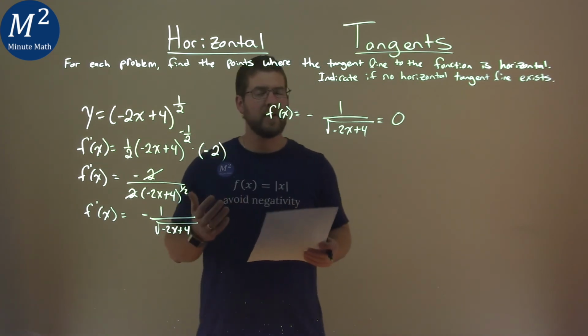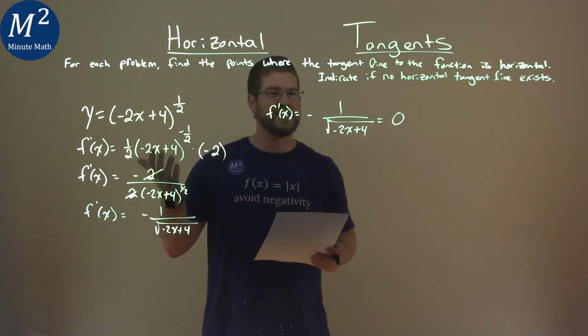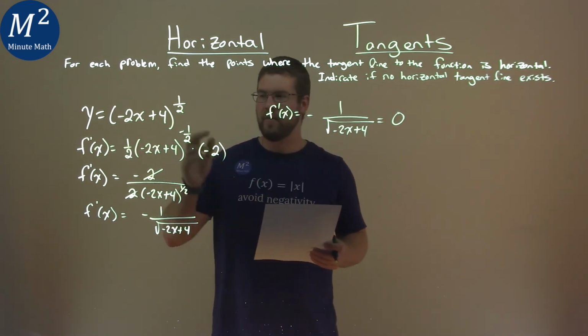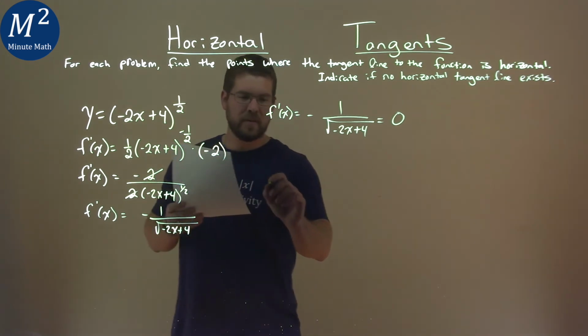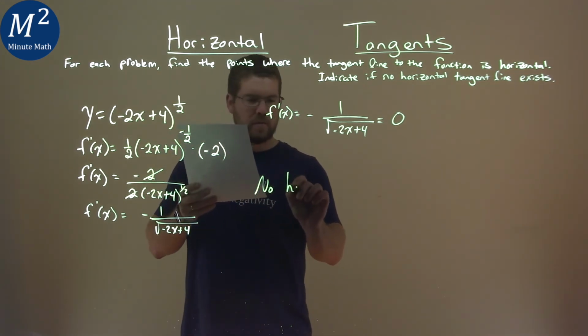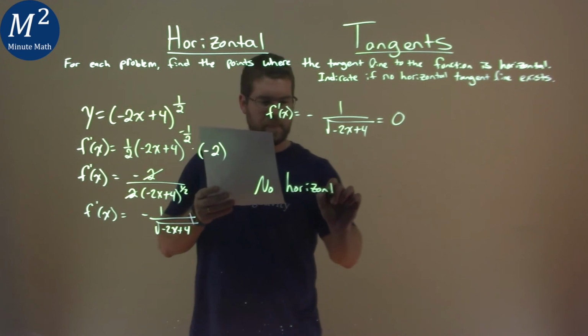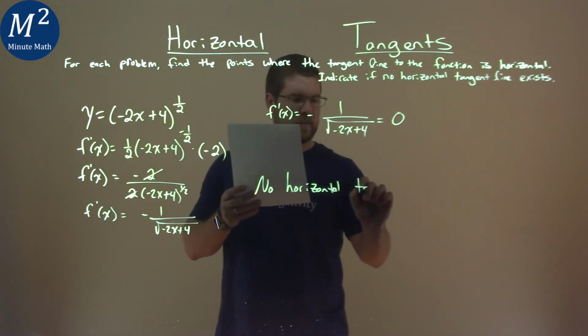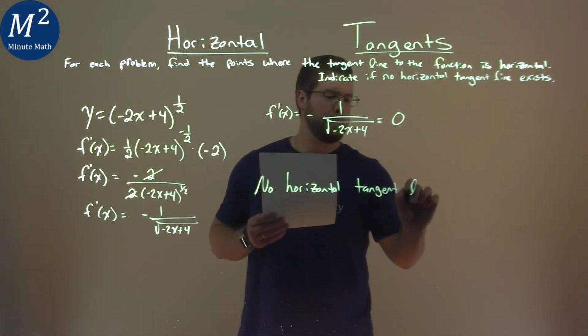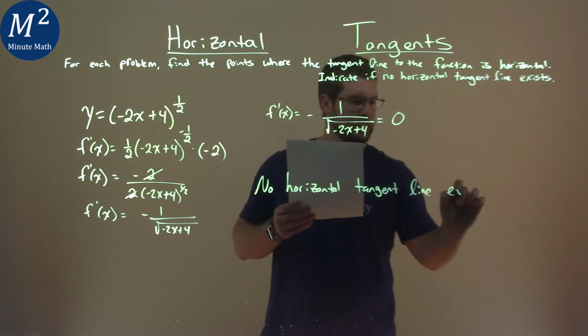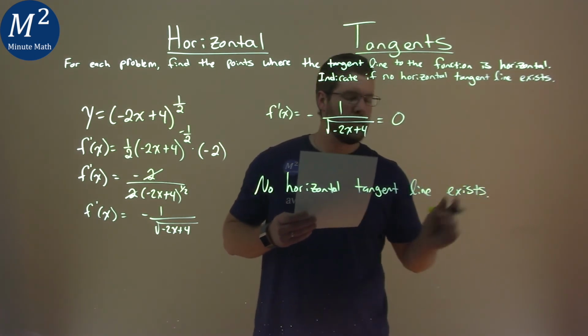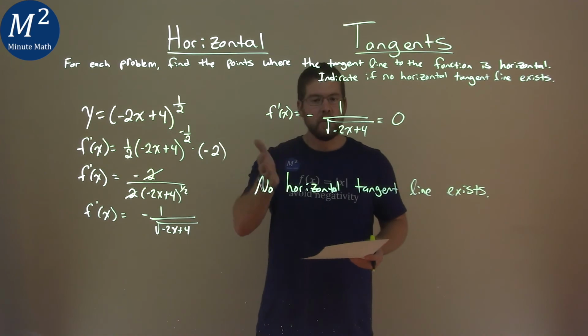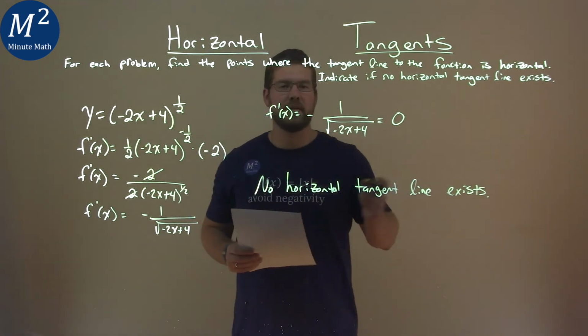Okay, and what that tells us is that there's no point where the tangent line of our original function is horizontal. And so we would say that no horizontal tangent line exists. And so our final answer here is no horizontal tangent line exists.